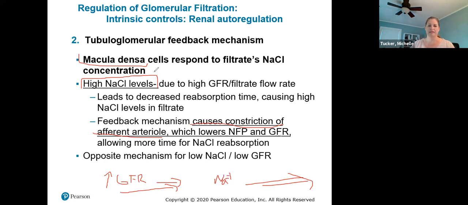And then macula densa can go both ways, either low or high, but it's just easier to pick high and use that as an example.